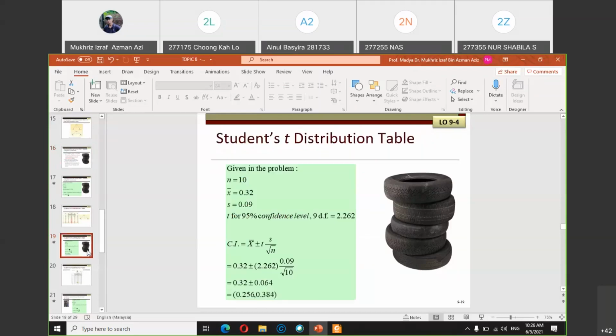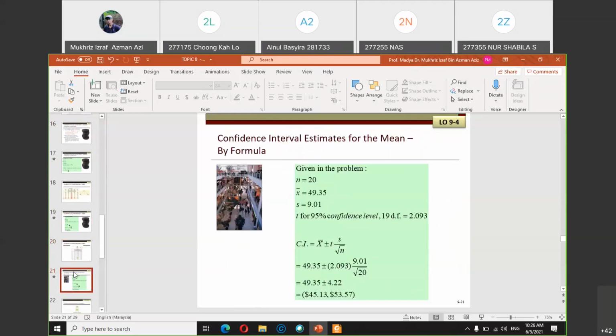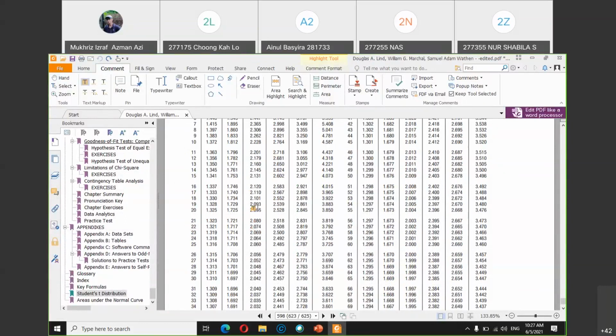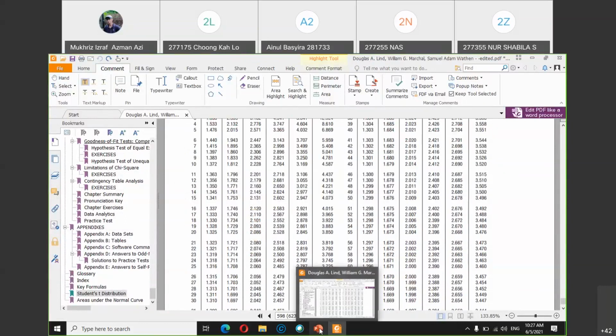Then another example, you are given N equals 20, X bar 49, S 9.01. So how do you refer to the T value? Our CI is again 95%. N equals 20, so if you refer to the T table, you are going to refer to the value where DF equals 19 here. So 19 under 95% CI will be 2.093, which is what is given here.